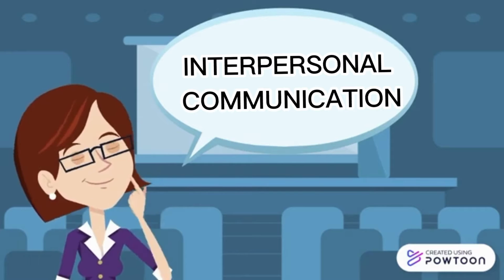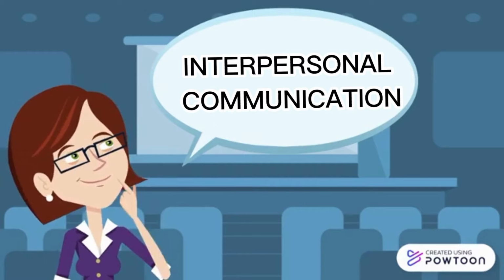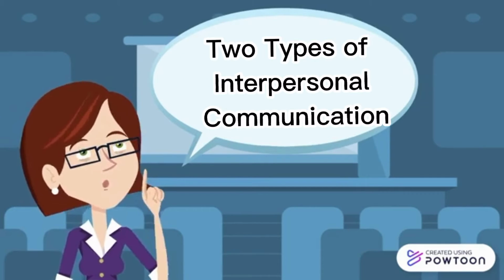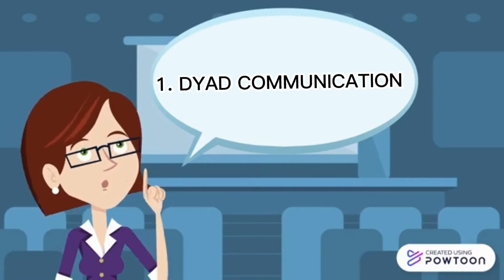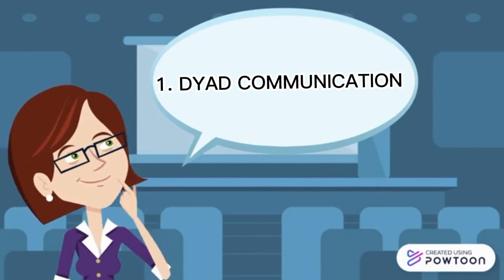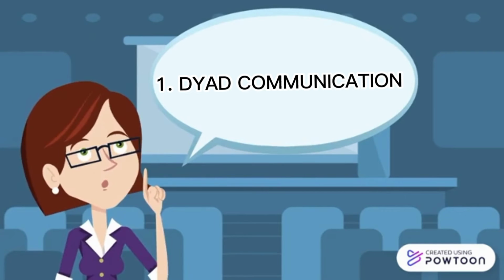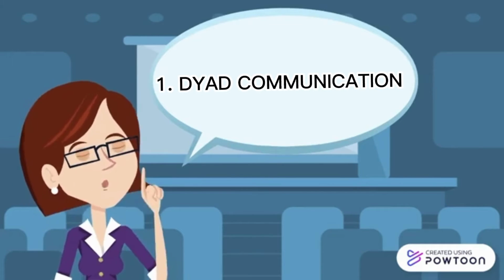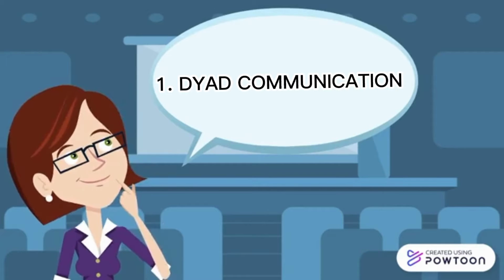Because situations vary depending on the number of receivers, interpersonal communication is divided into two types. The first one is communication that happens between two people, like when you're interviewed by the university staff for a college application, or when you console a sad friend, or when you see your mother and father discuss financial problems in the living room. This is what we call dyad communication.